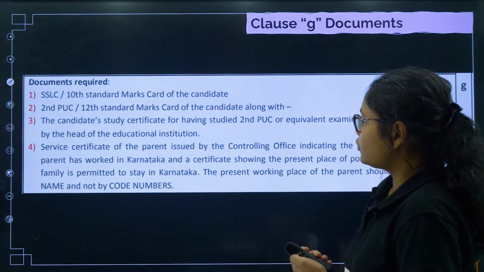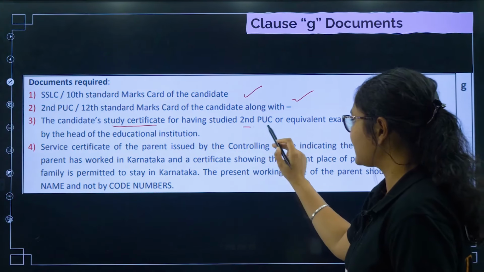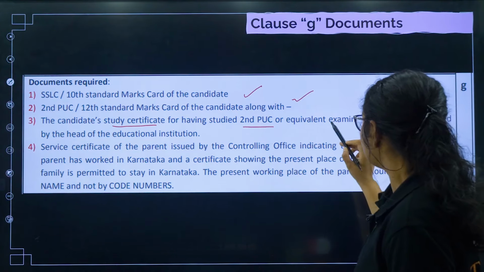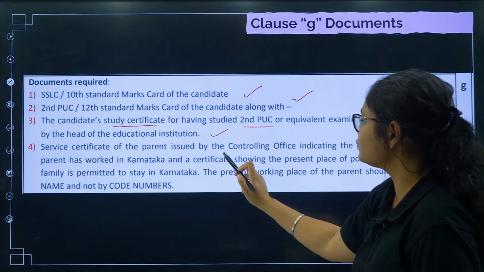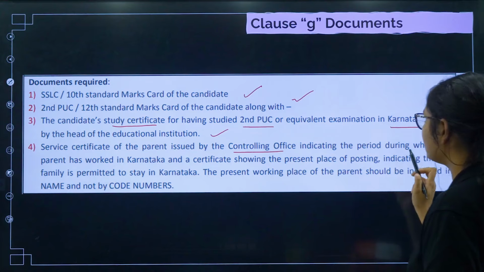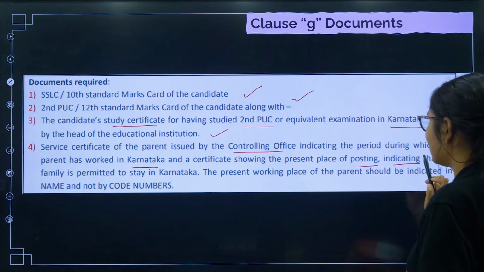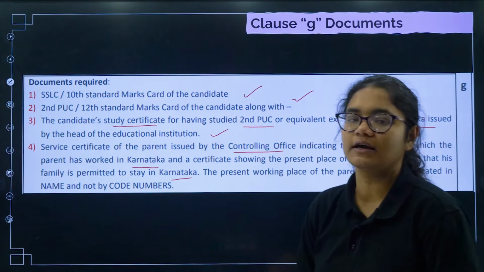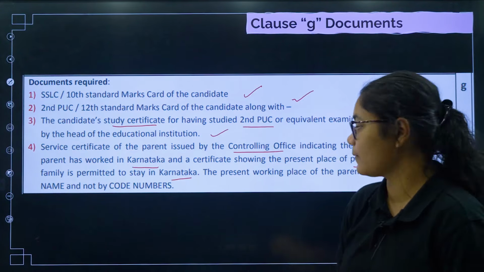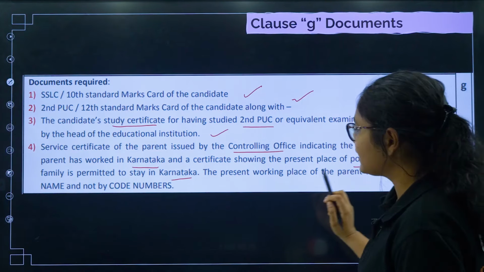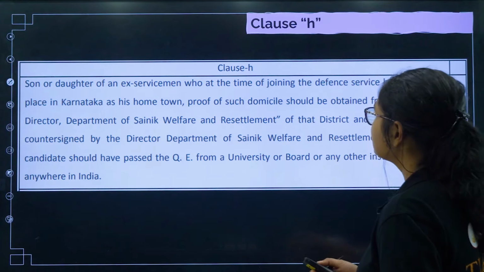Yes. So what are the documents? 10th certificate, 12th certificate, study certificate that your 10th or 12th examination is from an institution in Karnataka, issued by the head of the educational institution, then service certificate of the parent issued by the controlling office indicating the period during which the parent has worked in Karnataka, and a certificate showing the present place of posting indicating that his family is permitted to stay in Karnataka. Okay, this is very important. Your father should have a certificate that his family is allowed to stay in Karnataka. Now the present working place of the parent should be indicated in name and not by code numbers. Okay, fine.